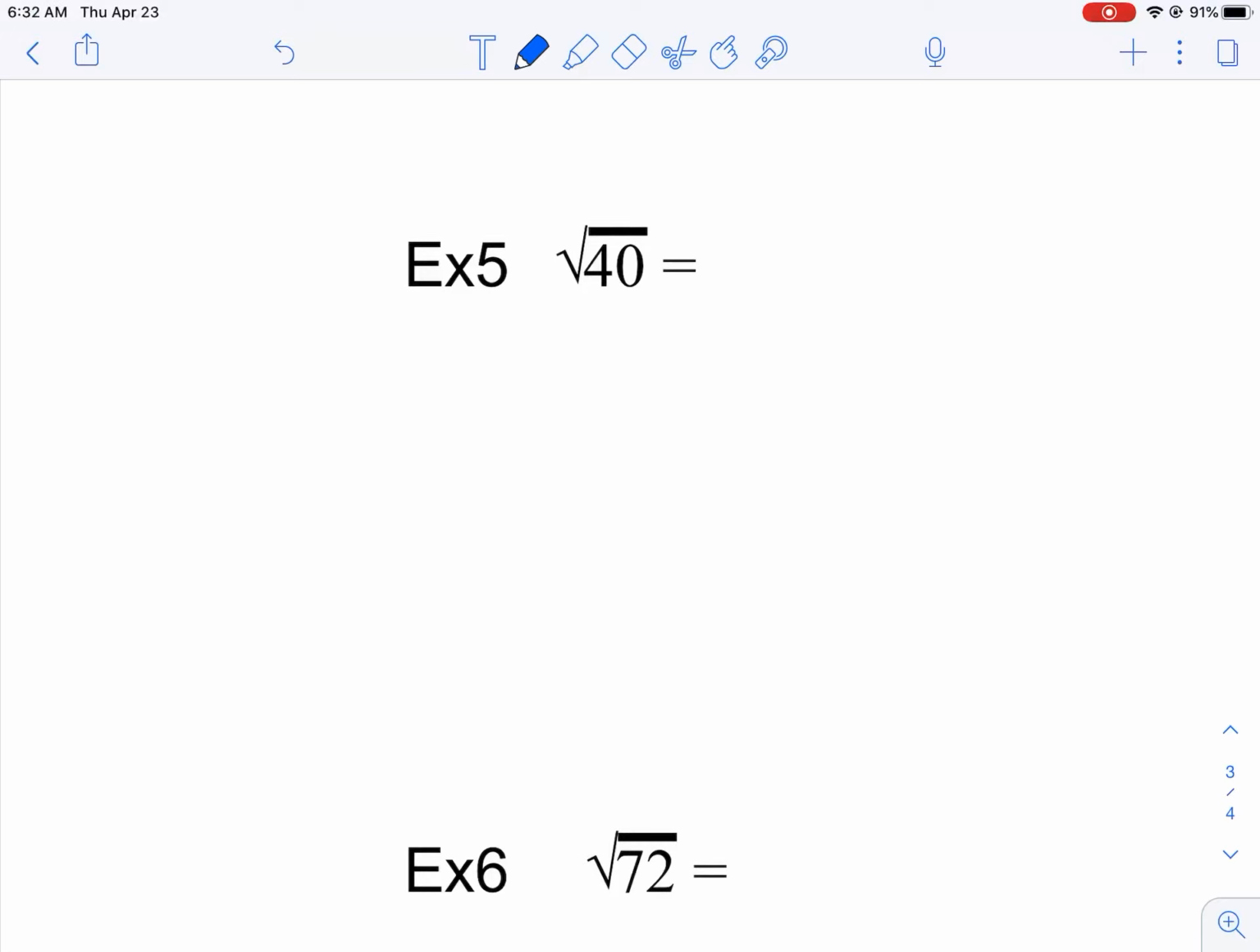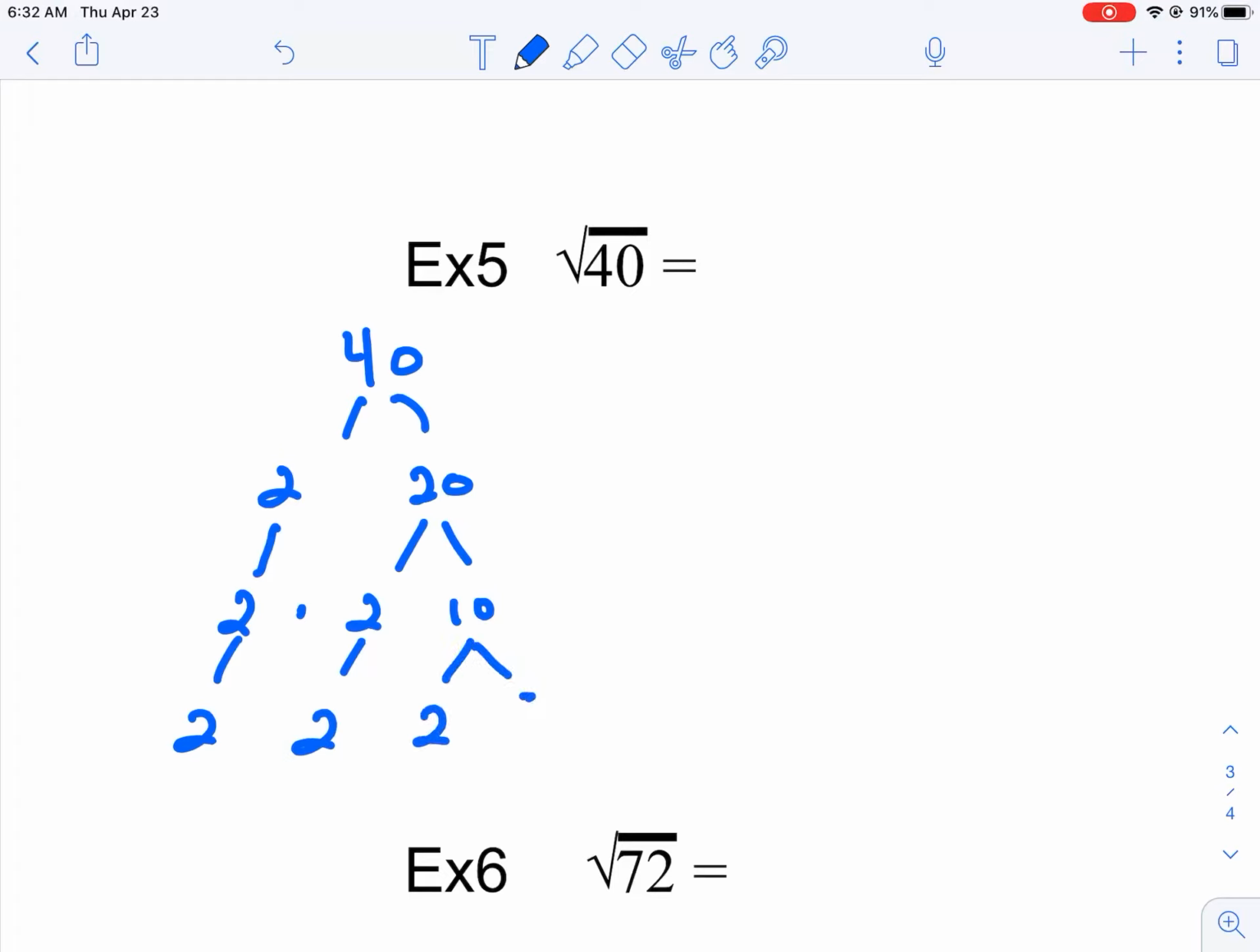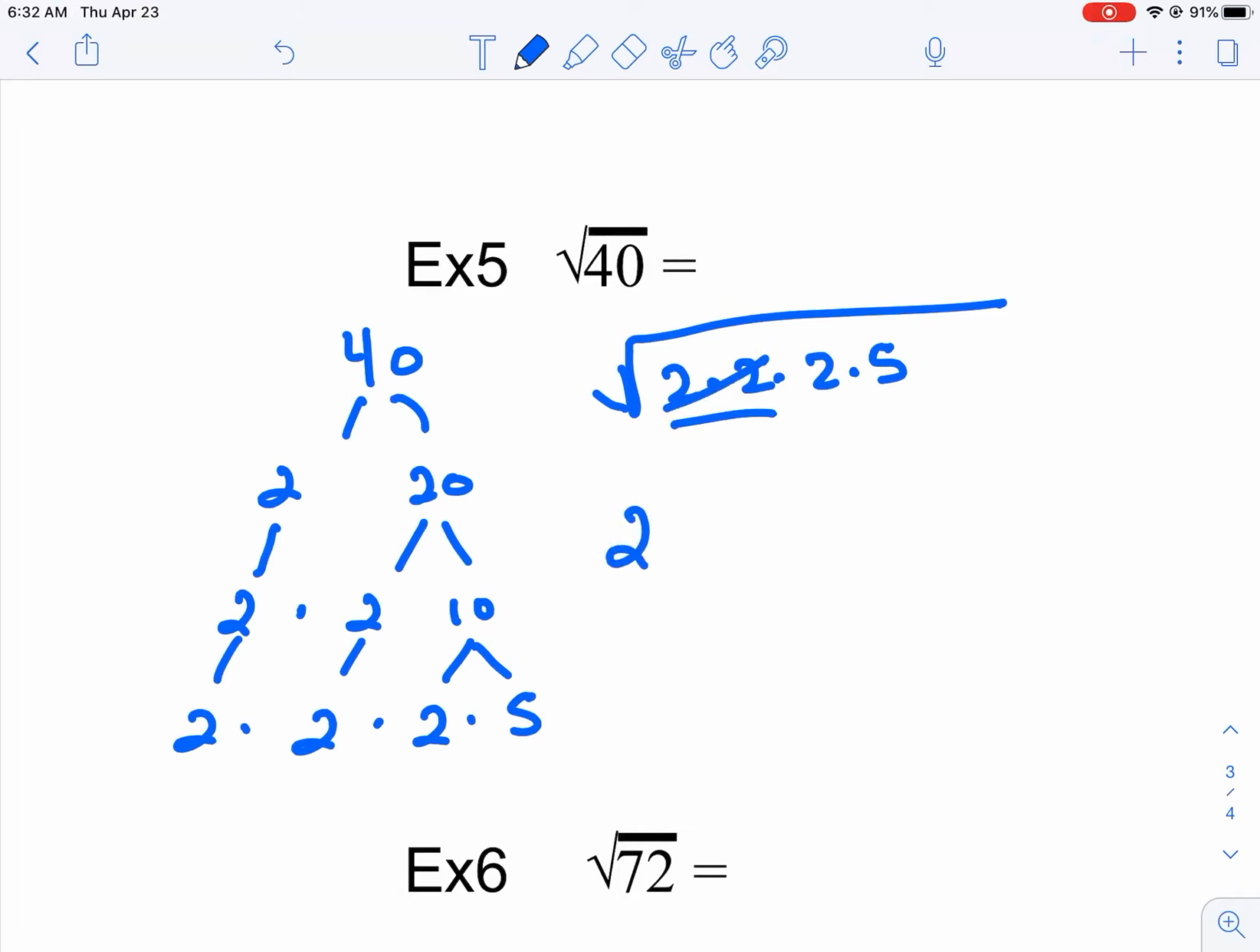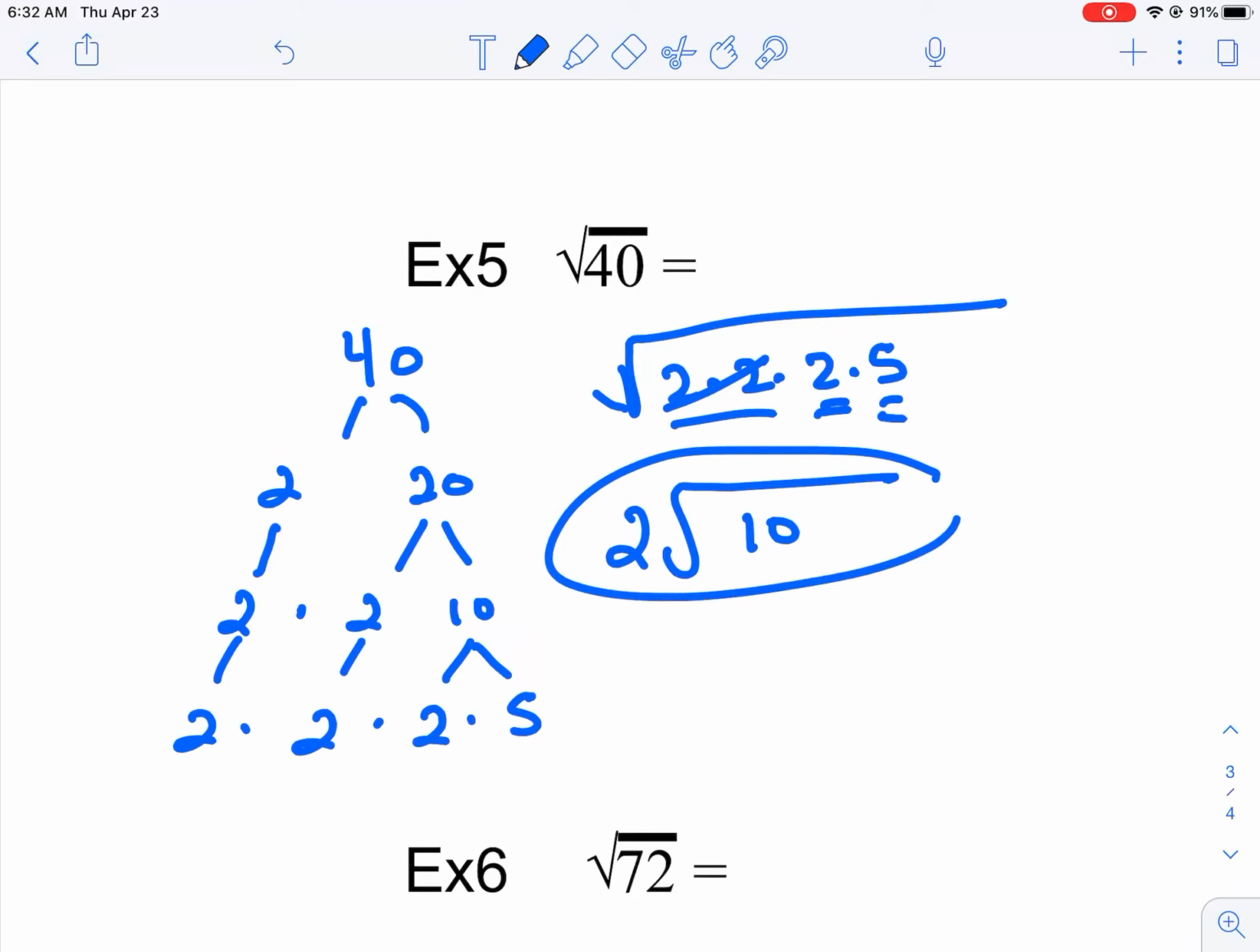The square root of 40. Okay, 40 becomes 2 times 20. 20 is not prime, 2 times 10. That 10 is not prime. 2 times 2 times 2 times 5. So this becomes the square root of 2 times 2 times 2 times 5. There's one pair. A 2 can come out. Now, there's only one 2 and one 5, so they both stay in, and we multiply. 2 square roots of 10. There's your answer. Okay?